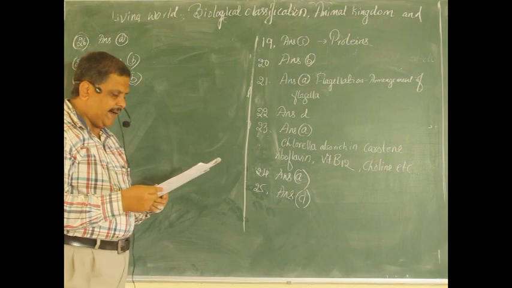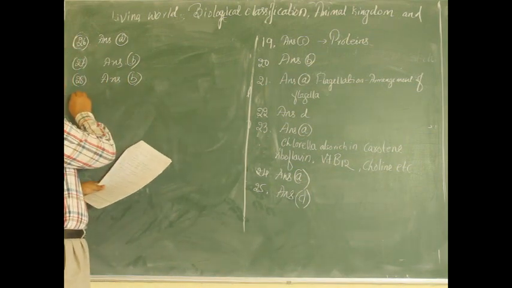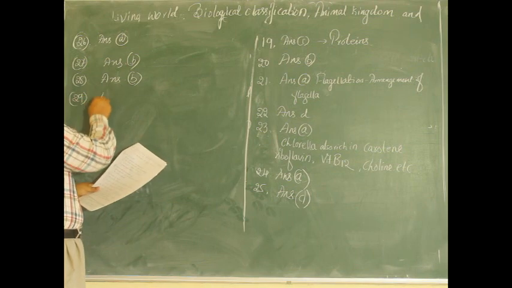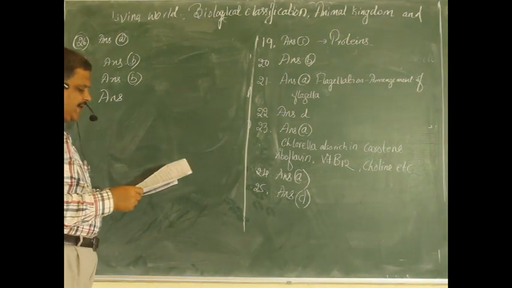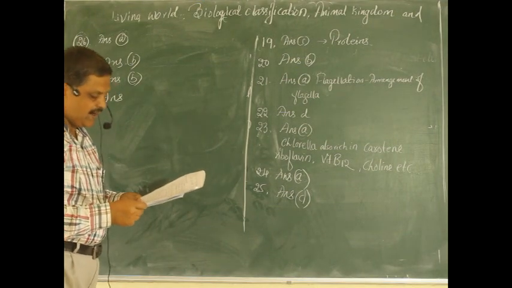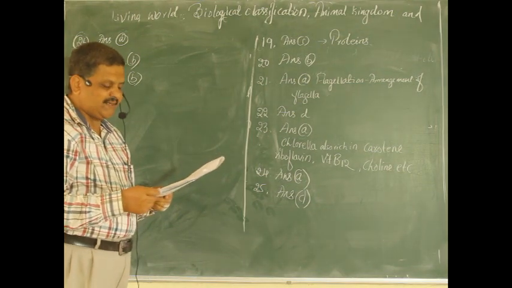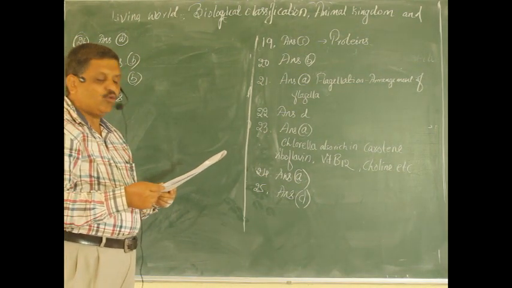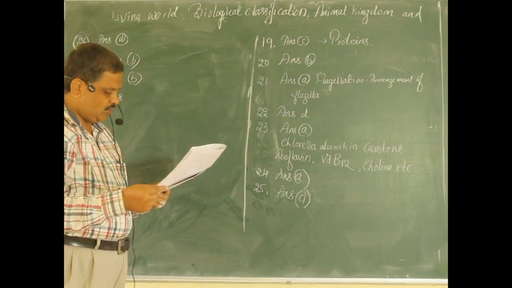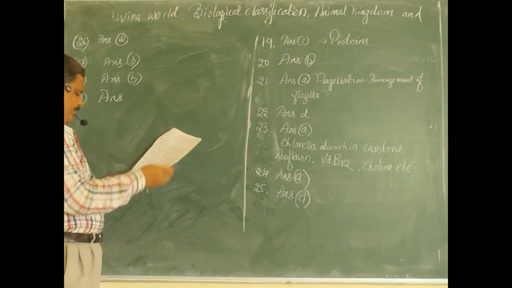Question number 29. Hornworts are represented by: option A, Bryopsida; option B, Hepaticopsida; option C, Xylopsida; option D, Anthocerotopsida. So the answer is option D.